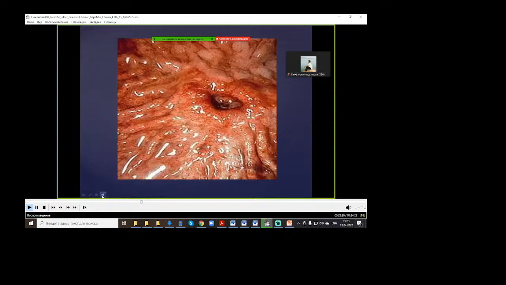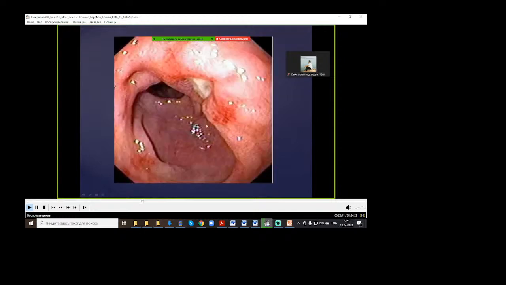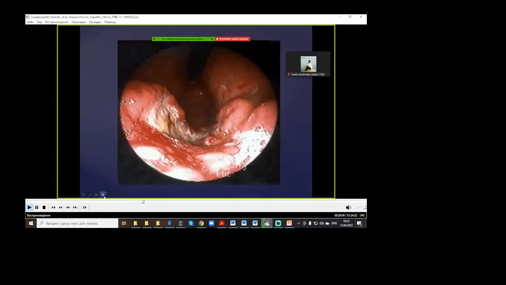So this slide demonstrates the ulcer lesion with hemorrhage, the stomach ulcer. Another example of ulcer of duodenum. This lesion is coated by fibrin. Next example, stomach ulcer coated with fibrin.